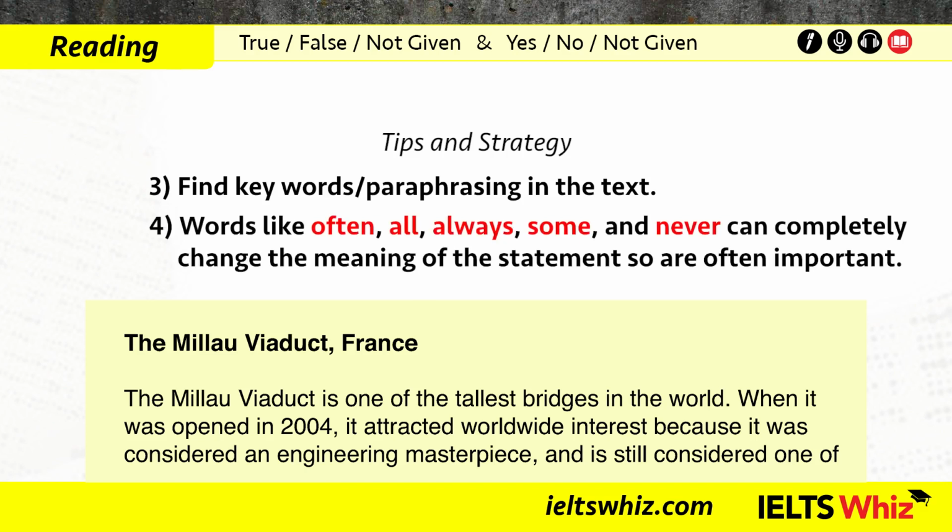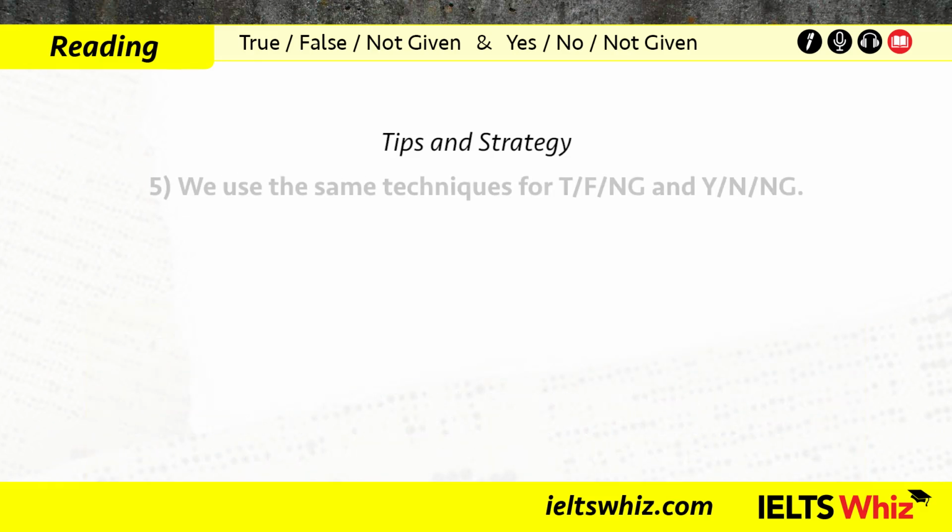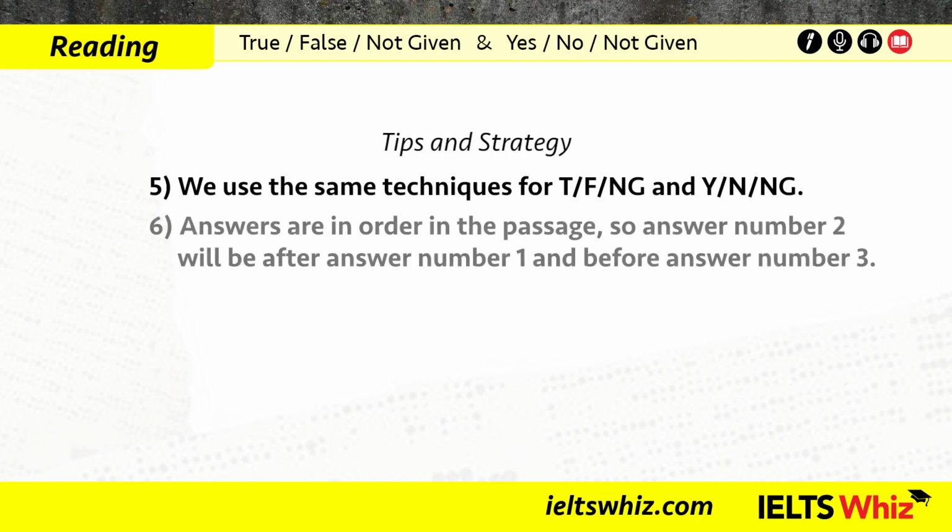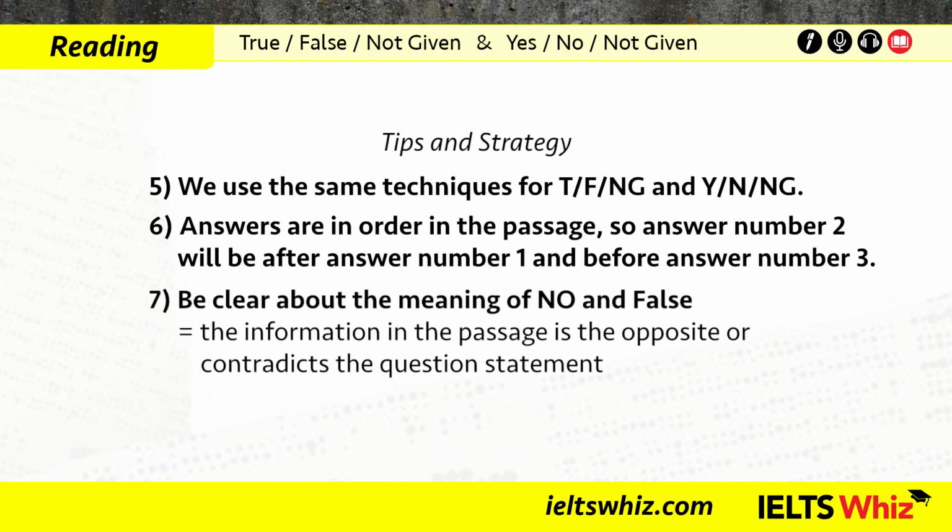Words like often, all, always, some, and never can completely change the meaning of the statement, so are often important. We use the same techniques for true, false, not given, and yes, no, not given questions. Answers are in order in the passage, so answer number 2 will be after answer number 1 and before answer number 3.